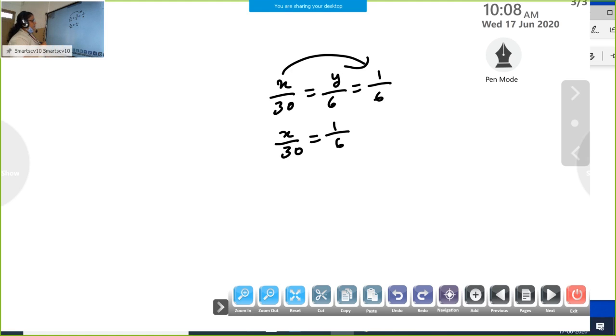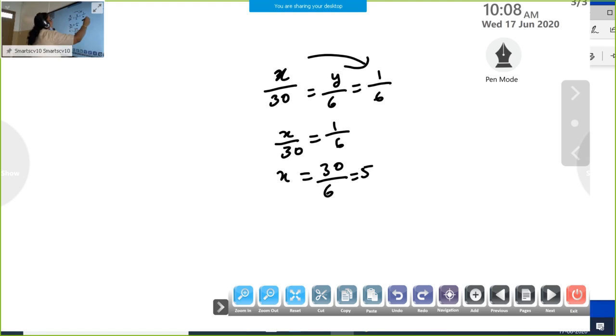Okay, x is equal to 30 divided by 6, that is equal to 5, and y divided by 6 is equal to 1 by 6, so y is equal to 6 by 6, that is equal to 1. Okay, x is equal to 5 and y equal to 1.